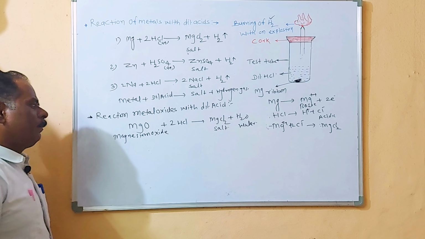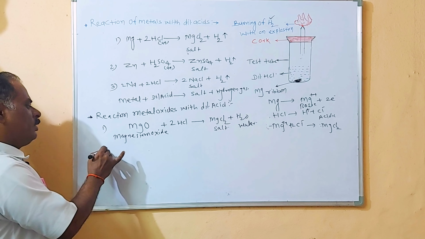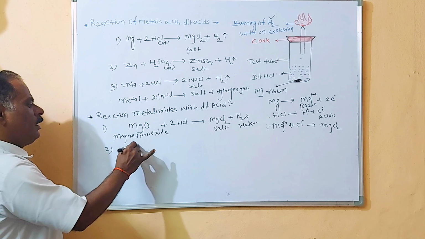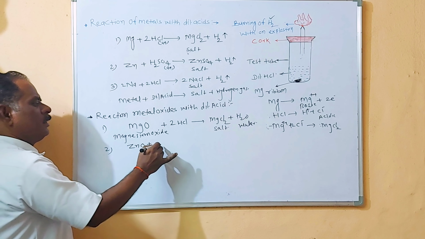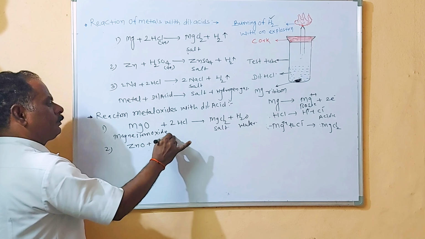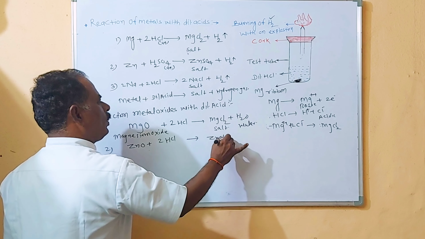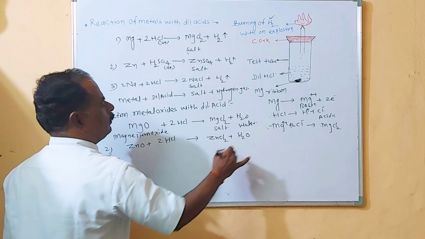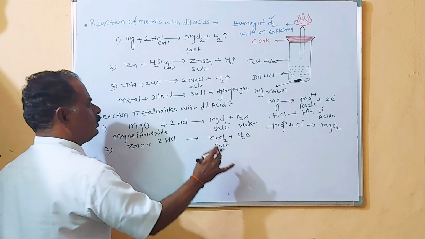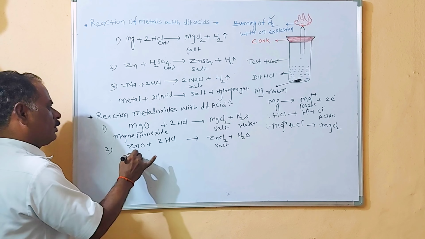Second example, take zinc. Zinc reacts with hydrochloric acid. It forms zinc chloride salt plus water. Here also, zinc chloride is the salt.